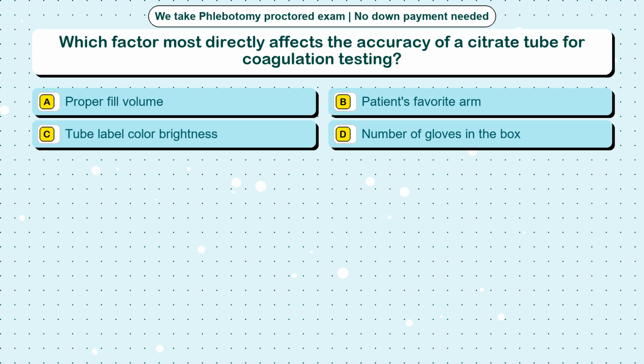Option A. Proper fill volume. Option B. Patient's favorite arm. Option C. Tube label color brightness. Option D.